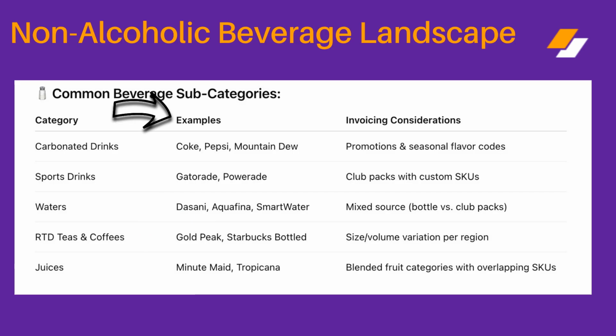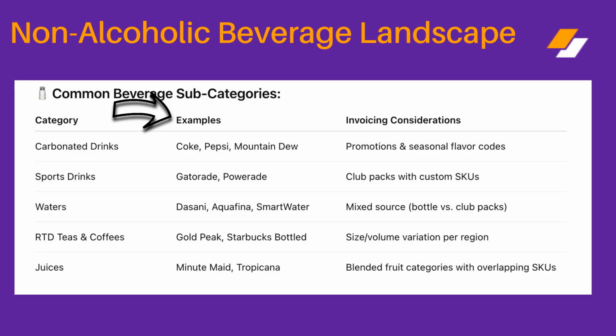Examples of carbonated drinks include Coke, Pepsi, and Mountain Dew. Invoice considerations for carbonated drinks should include promotions and seasonal flavor codes. Examples of sports drinks include items such as Gatorade and Powerade. Invoicing considerations for sports drinks include club packs with custom SKUs.